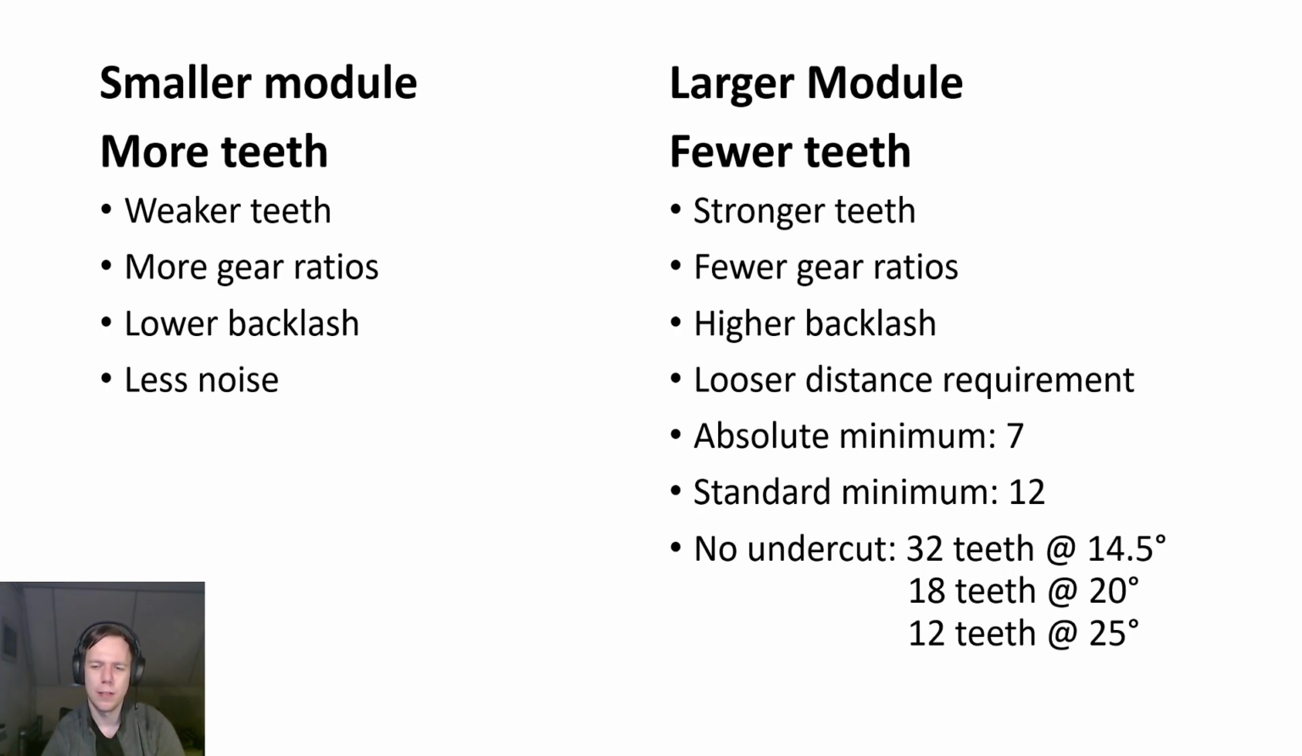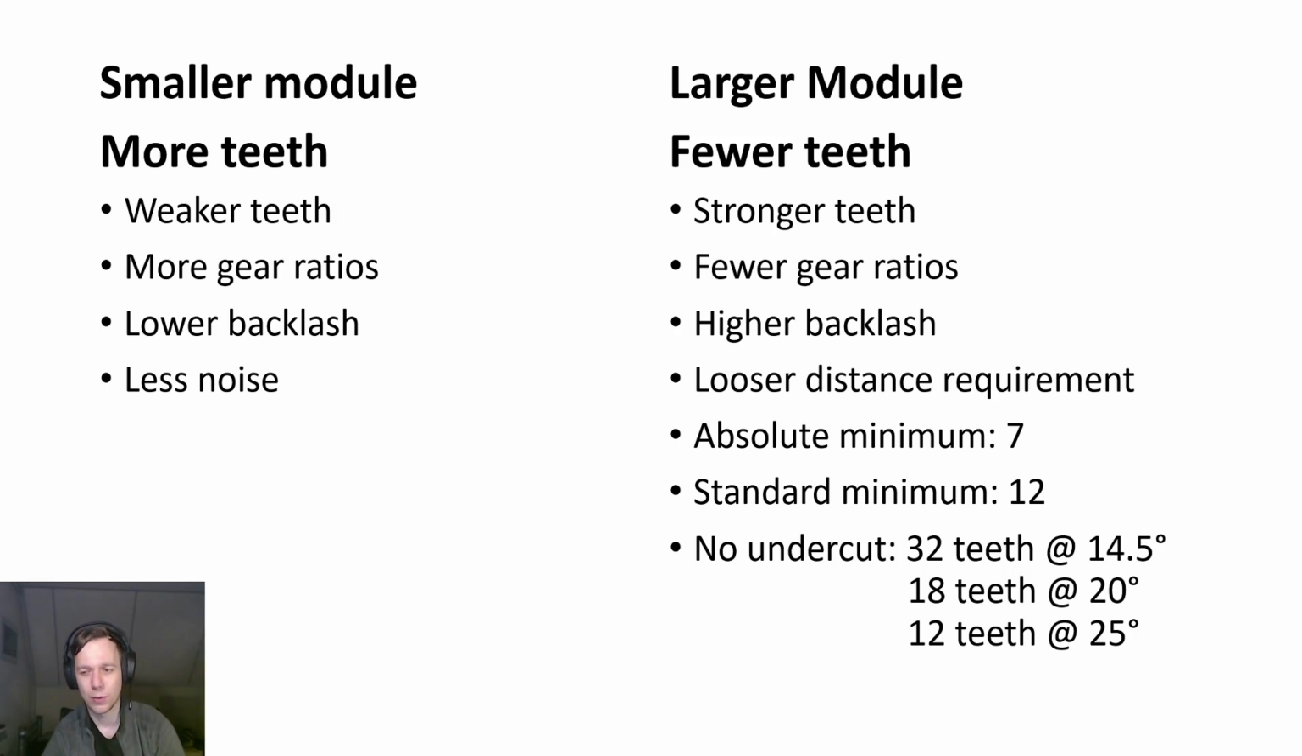And finally, there is a requirement if you want gears without any undercut. So if you want no undercut with a 14.5 degree pressure angle, you need 32 teeth or more. For 20 degree pressure angle, you need 18 teeth or more. And for 25 degree pressure angle, you need 12 teeth or more.